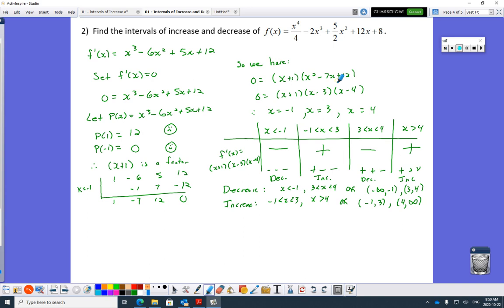So, where is it decreasing? X less than negative 1, and between 3 and 4. Where is it increasing? Between negative 1 and 3, and x greater than 4. I think your version of it has none of the factoring in it. Is that right? So, if you need the factoring, I'll put this version of the note online so you can get that.